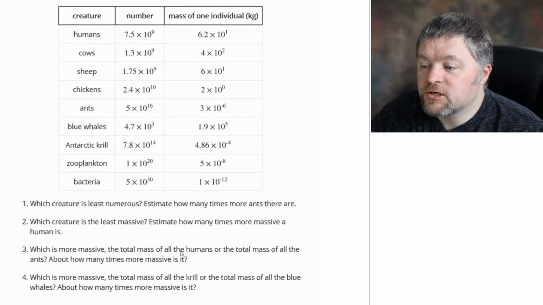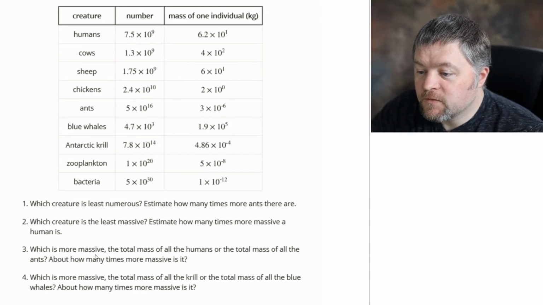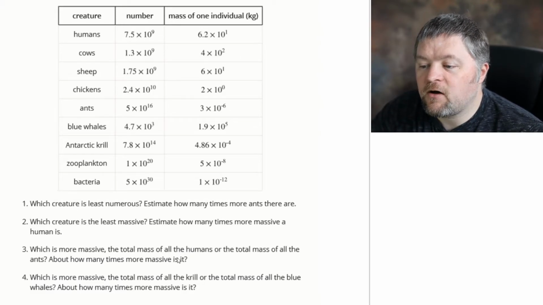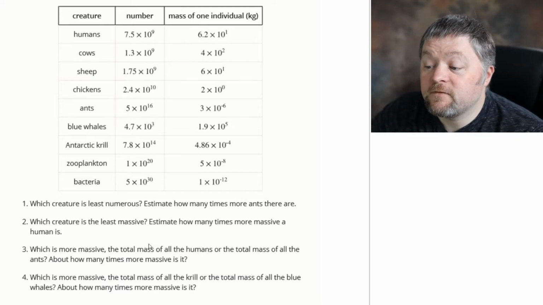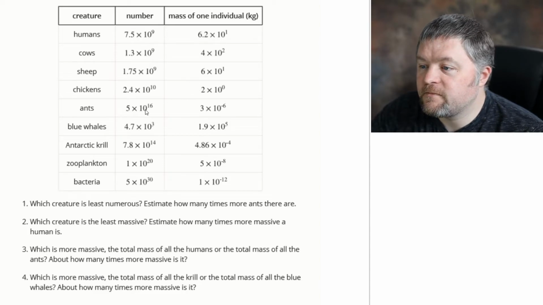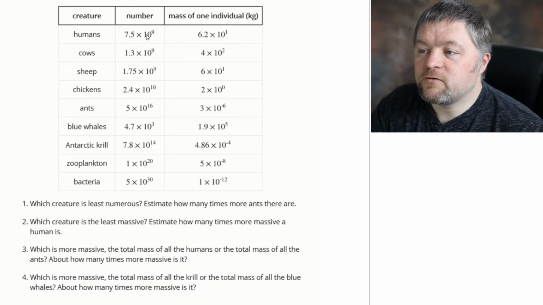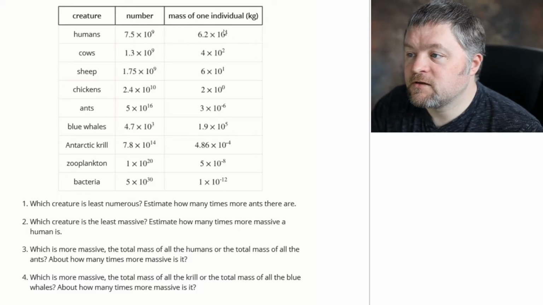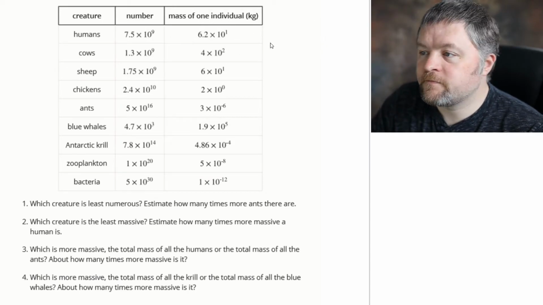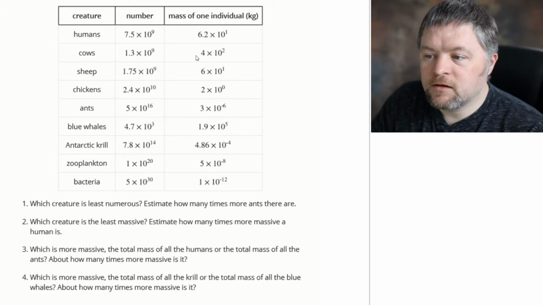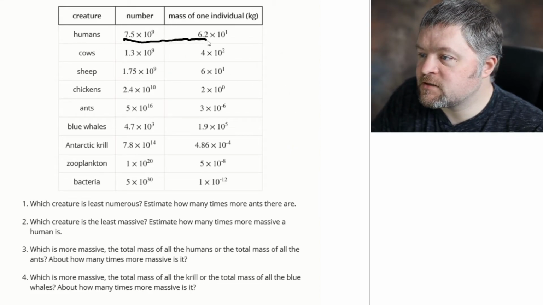Our next question will require a few more steps. Which is more massive, the total mass of all the humans or the total mass of all the ants? So we need to find out the mass of all of the humans, and we need to find out the mass of all of the ants. To find out the total mass, you take the number of items times how much each one weighs, the mass of each one. So we are doing humans and ants.